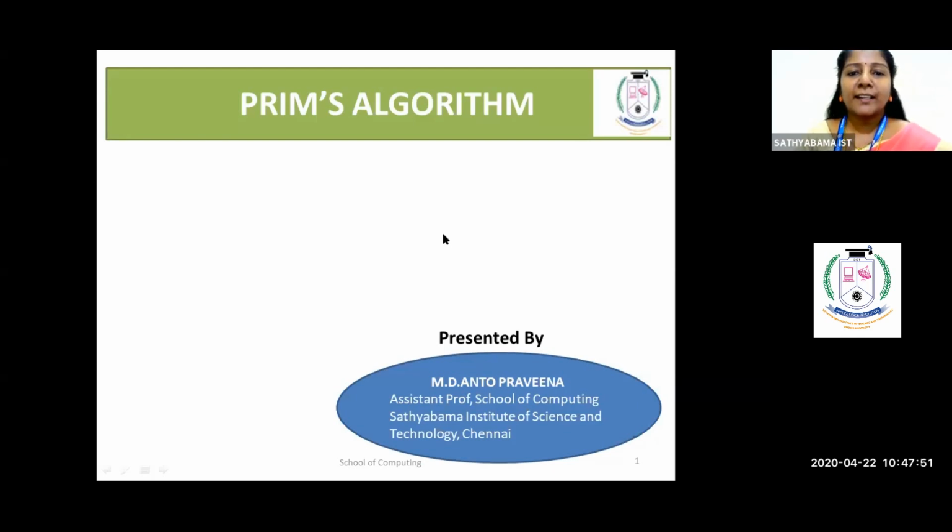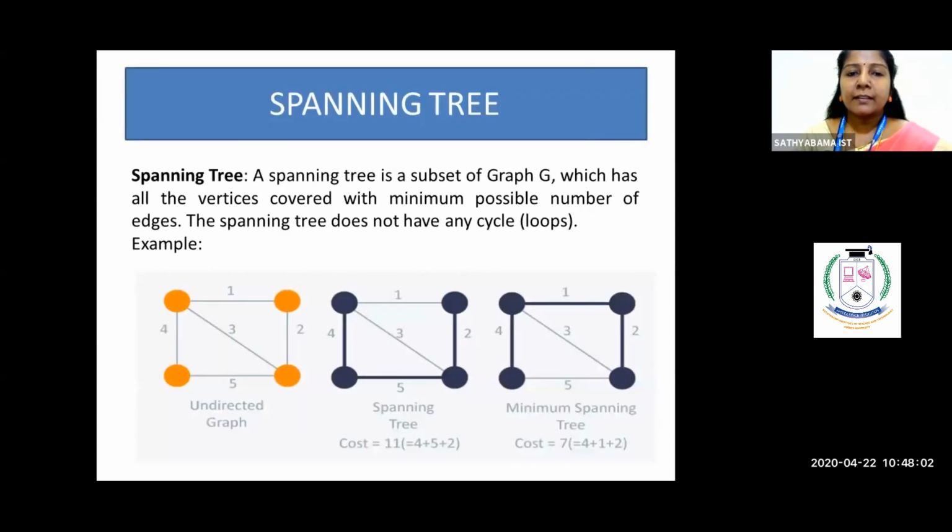Good morning, everyone. In this section, we will be discussing Prim's algorithm. This algorithm is used to find the minimum spanning tree. Before discussing Prim's algorithm, we must know what is spanning tree and what is minimum spanning tree. A spanning tree is a subset of graph G which has all the vertices covered with minimum possible number of edges. The spanning tree does not have any cycle.